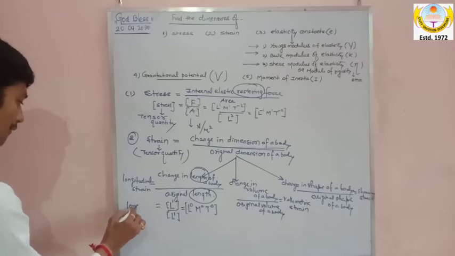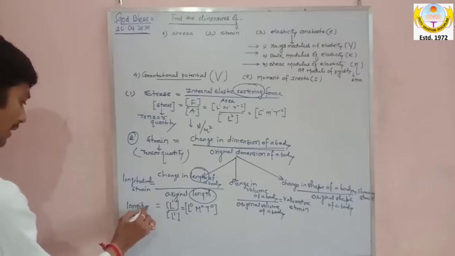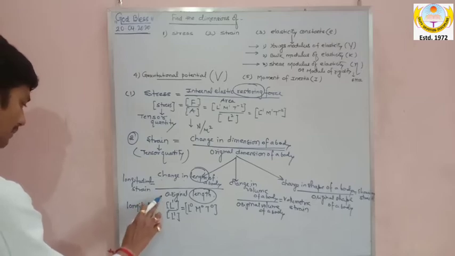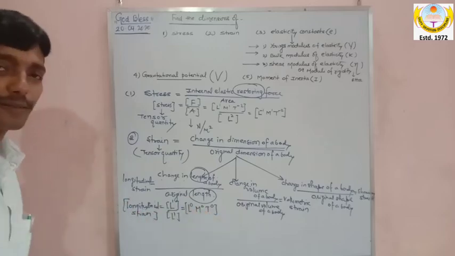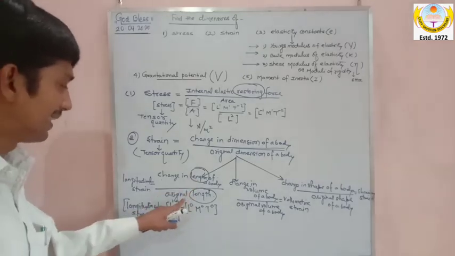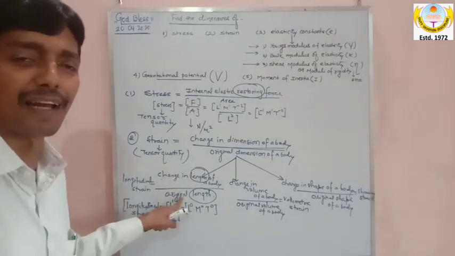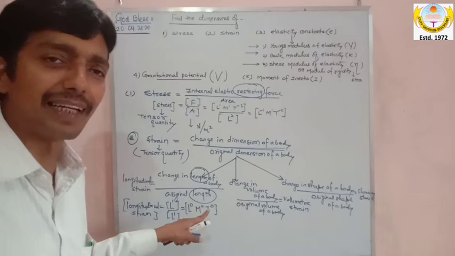So the dimension of longitudinal strain, what I got? I got the answer as L0, M0, T0, because above also length, below also length. Forget change, forget original. I am interested in quantity.